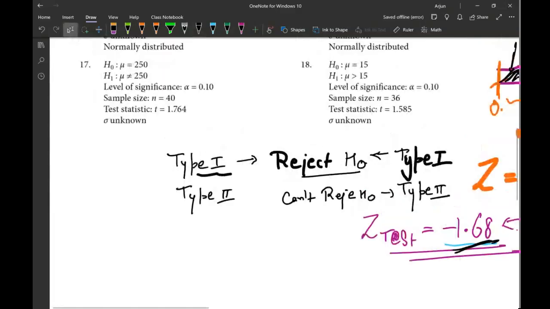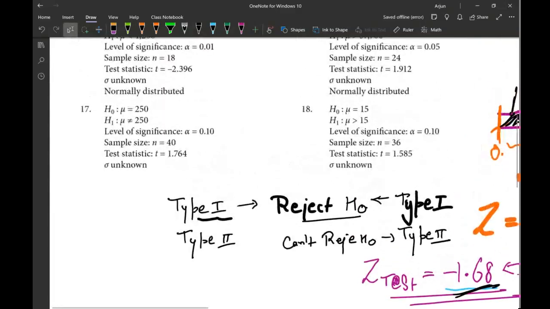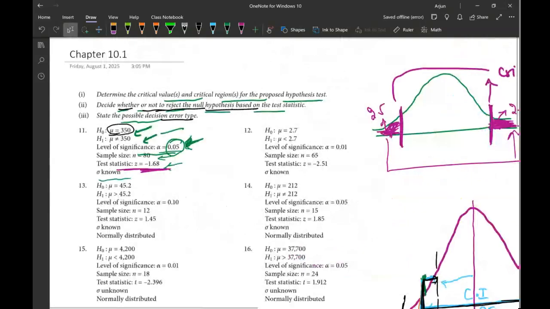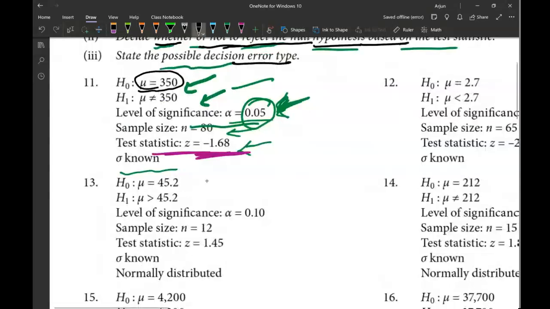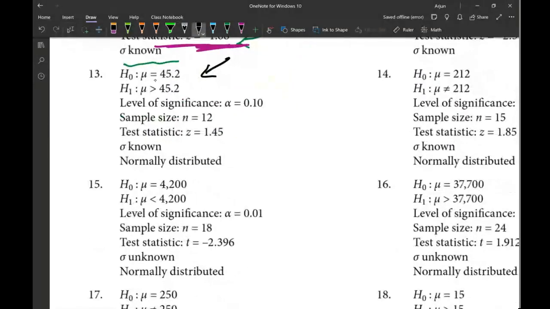Okay, so let's look into question number 13. We're going to do this one. Okay, so we are given the mean value is 45.2 and the mean value is greater than 45.2. I will recommend you guys to pause the video and at least try and label the diagram for this question.